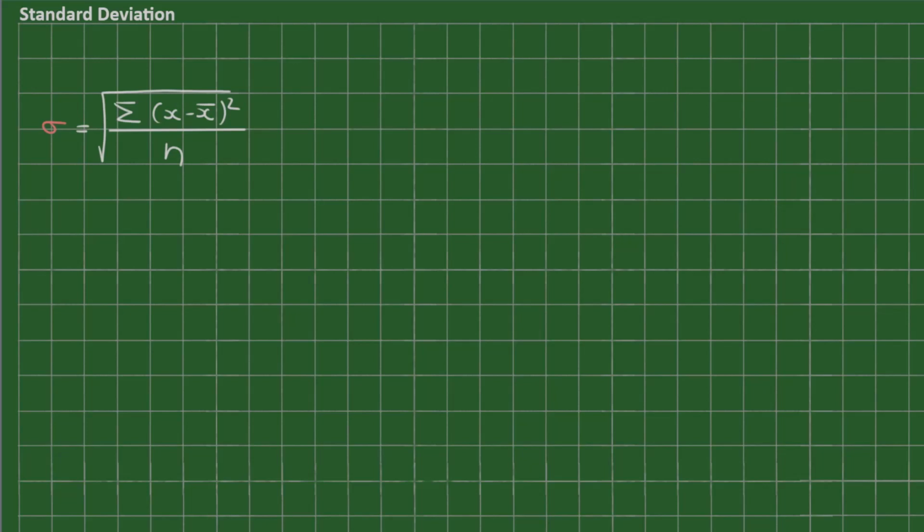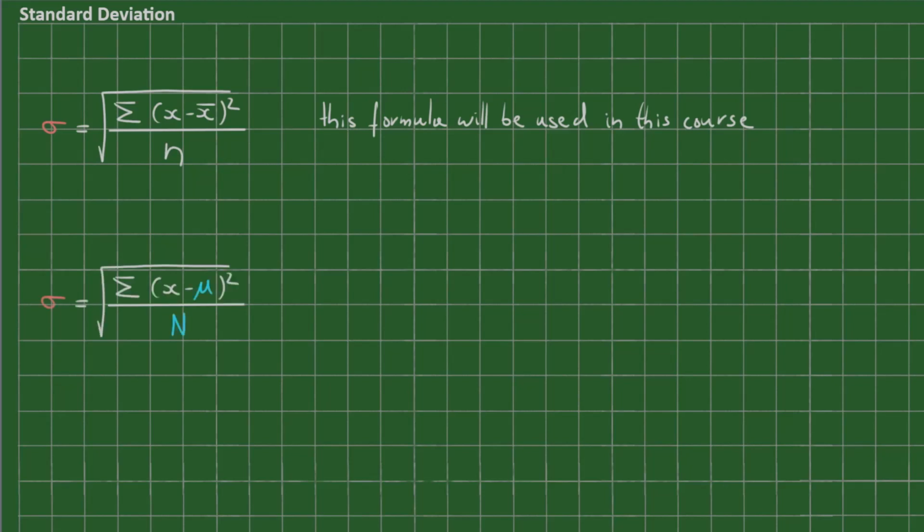Hello good people, I'm going to spend some more time talking about the formula for standard deviation. The formula written here and introduced in the previous video is the one that we will be using throughout this course. However, if you are already doing statistics, or if at some future date you choose to do statistics, you will see this formula expressed slightly differently. It will look something like this.